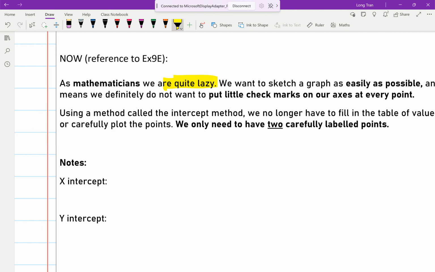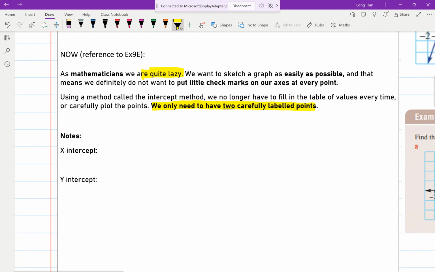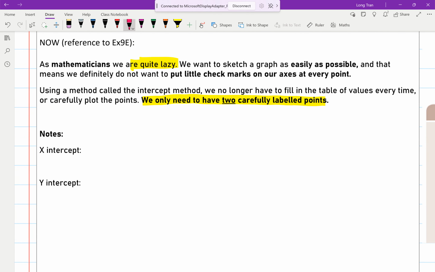We don't want to be doing 5 points. We don't want to rule out axes. It takes too long to do. But what we can do is we only need 2 carefully labeled points, and we should be able to sketch this graph. These 2 points rely on what we call x-intercept.